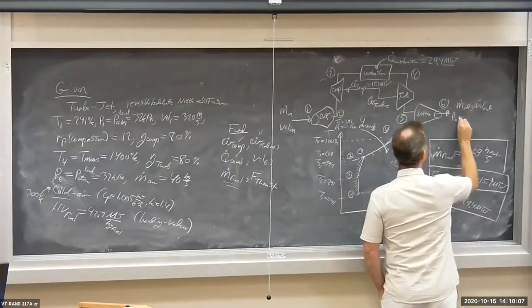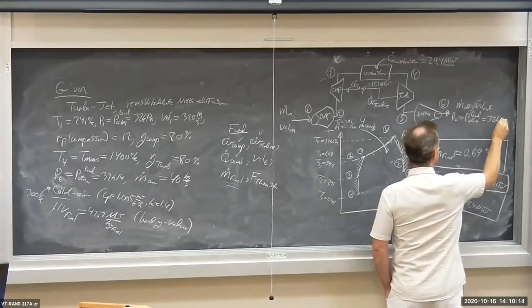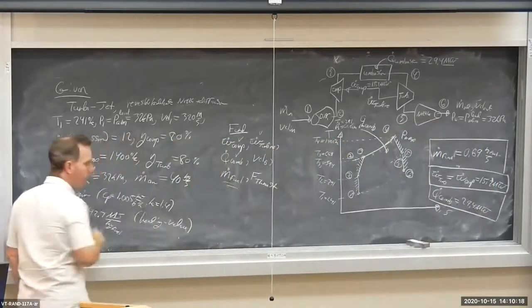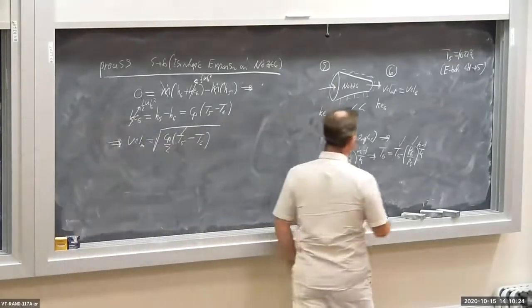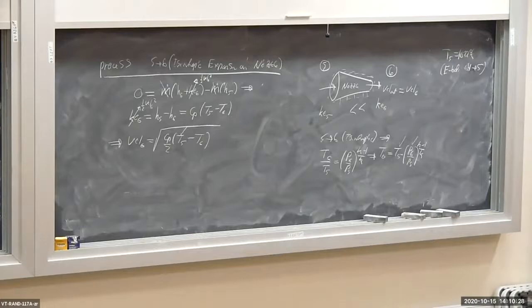So P6 equals P local atmospheric, which is 32 kPa. That's given here. 32 kPa, all right, good. So I got P6. Now I don't have P5. Oh boy, how do I get P5?